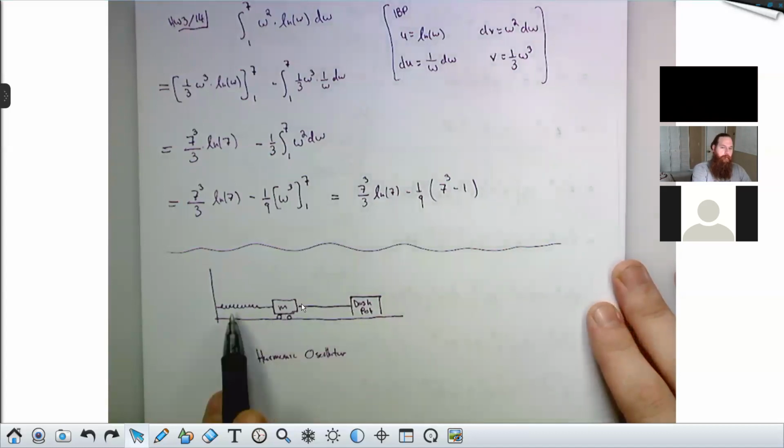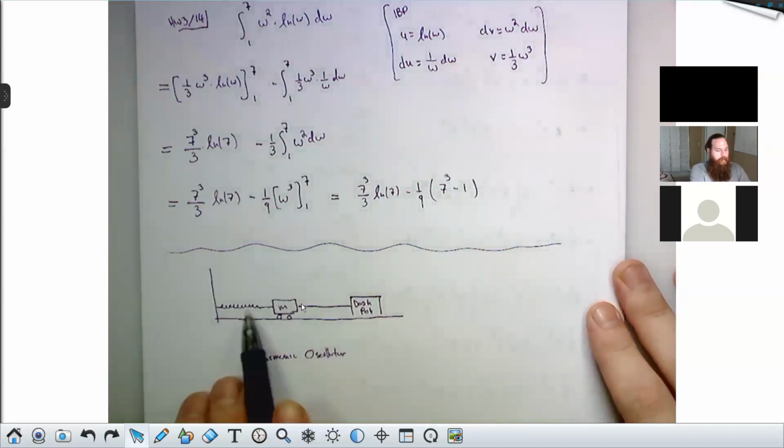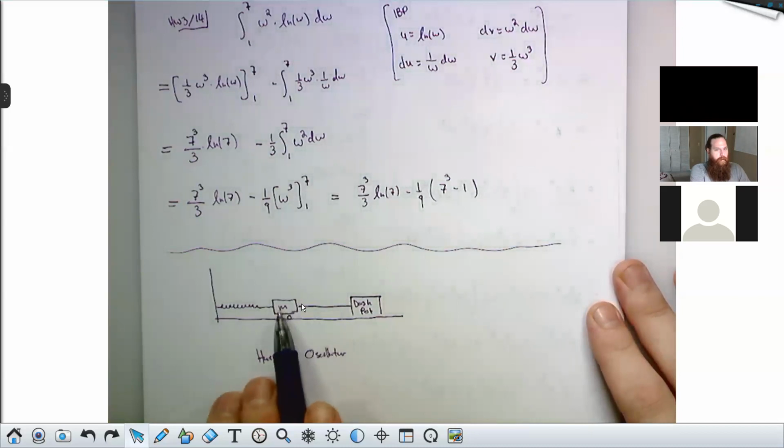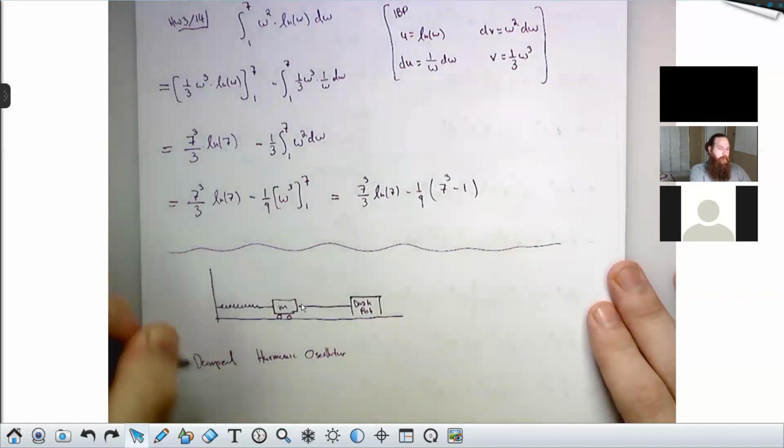The spring's still going to pull it back, but it's not going to pull it back super fast or all the way to equilibrium. It'll pull past equilibrium, but not all the way to the other side because the dash pot is slowing it down. And it'll continue to oscillate back and forth, but it'll oscillate less and less because this dash pot has a dampening effect on the motion. So this is called a damped harmonic oscillator.